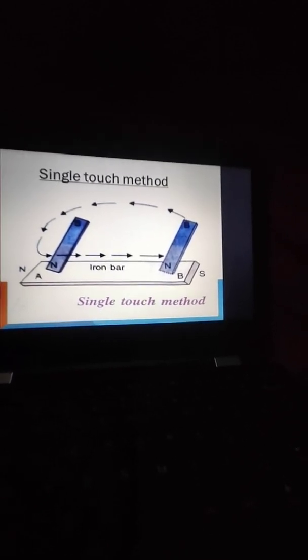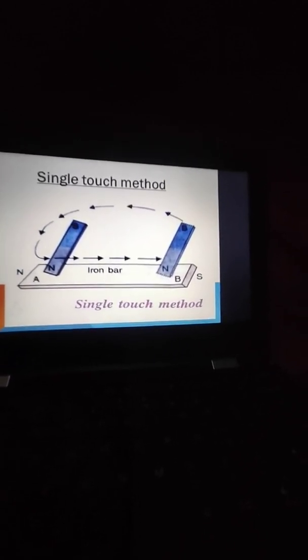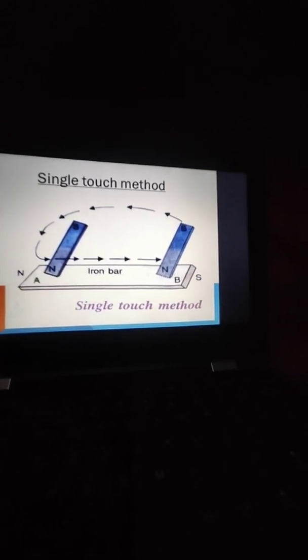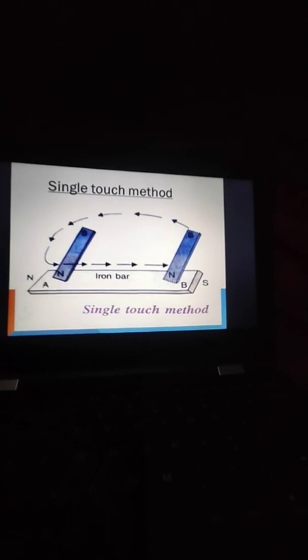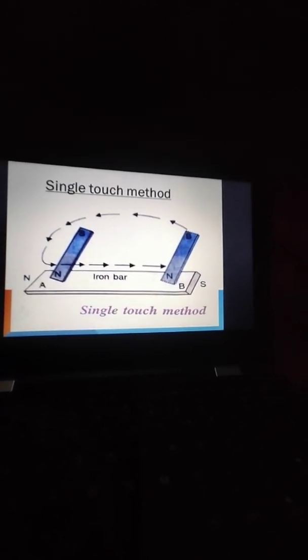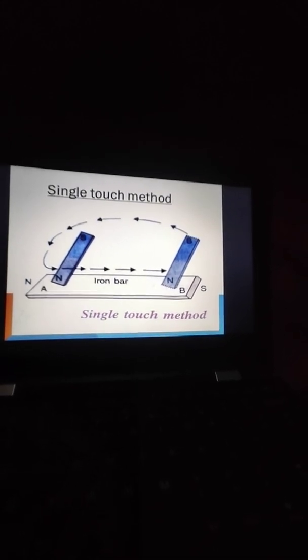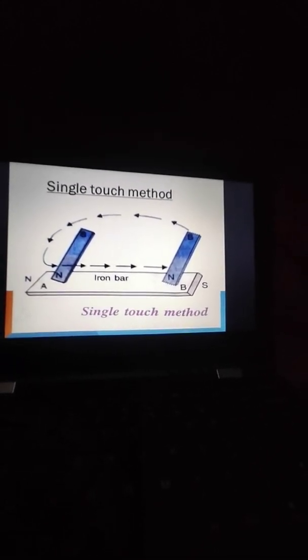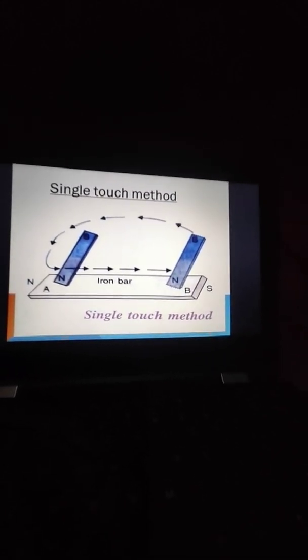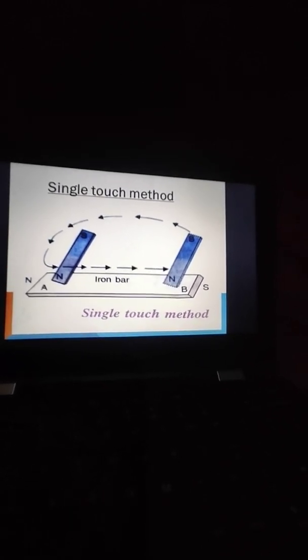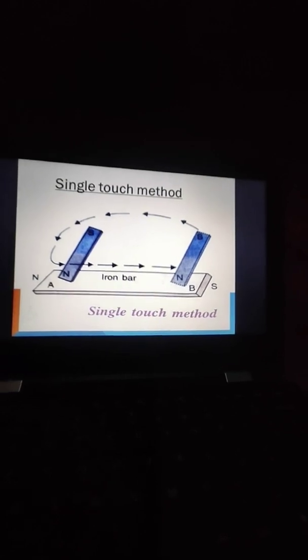about 20 times. So beta, we have to stroke the bar again and again. We have to repeat this process 20 times and then we will turn the iron bar AB upside down. Then again we will repeat this stroking process 20 times. The bar now becomes a magnet.